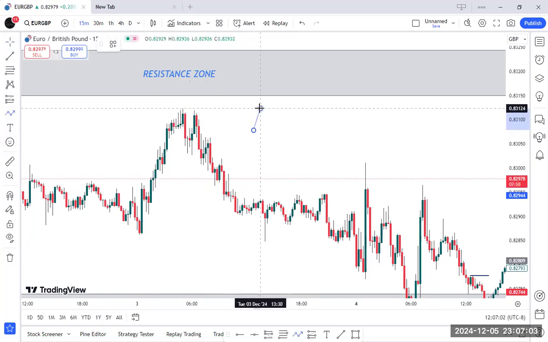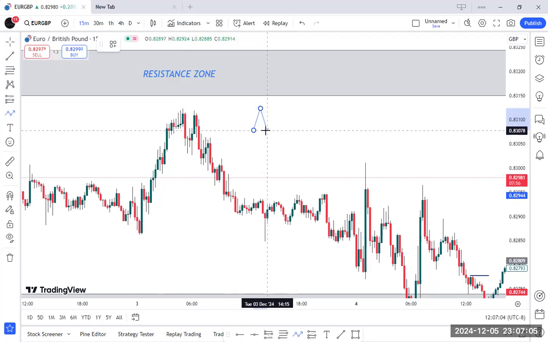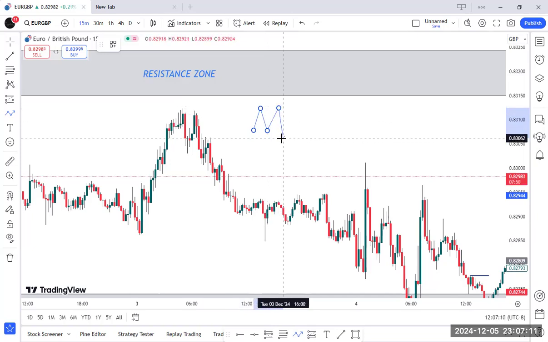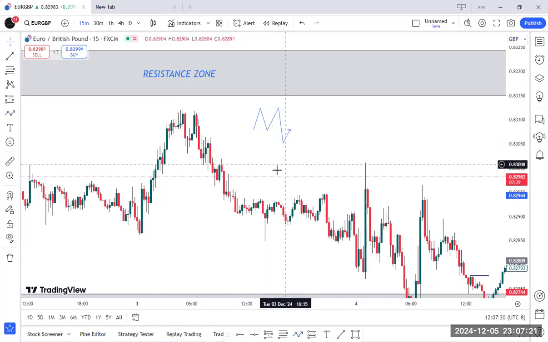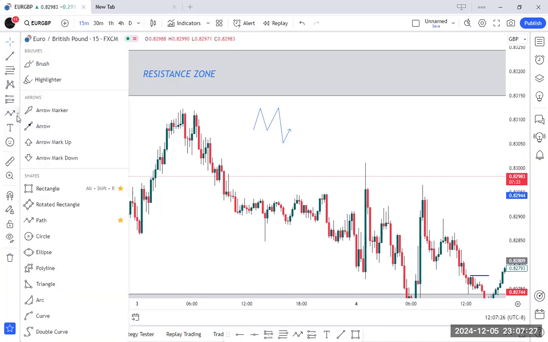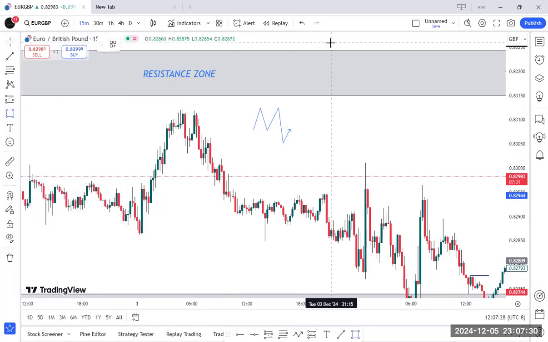Price goes back here, comes back down again, goes back to this same high. So it wasn't able to break this high. And then price went back down again. Once it breaks this low, this is when I can confirm that price is in a downtrend. So I will look for my entry when price retraces back to this zone and pushes the price down. This is what I'm talking about here.